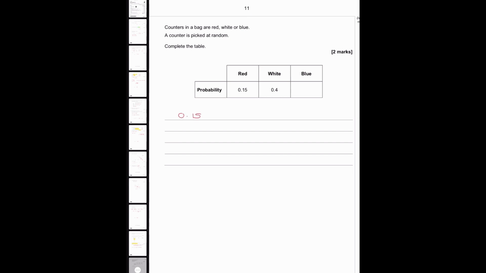What that means is we can add the probabilities we know together and take our answer away from 1. Adding 0.15 and 0.4 together gives us 0.55. Now let's take that away from 1. 1 minus 0.55 gives us 0.45. That must be our missing probability.